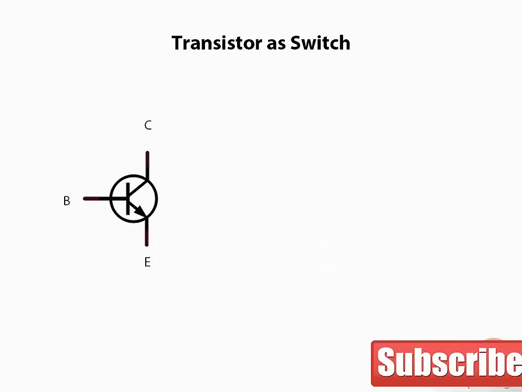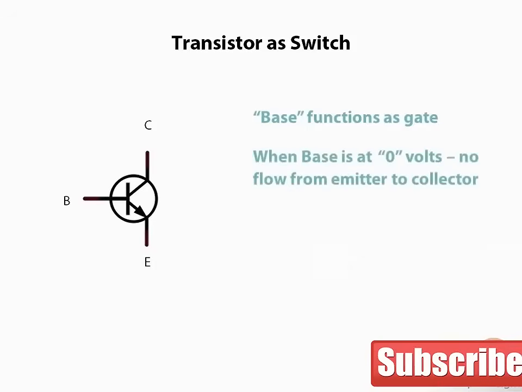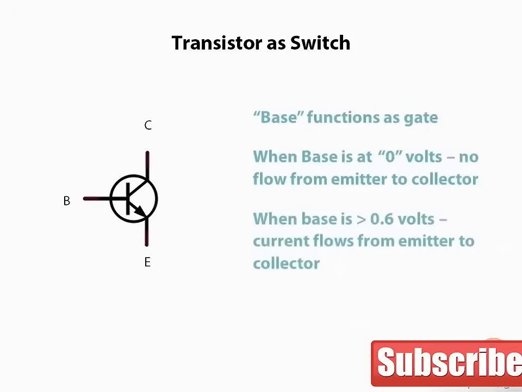In looking at the transistor as a switch, the base functions as a gate. If the base is at 0 volts, common with the emitter, the collector path blocks any current flow. If the base is at a value greater than 0.6 volts, which is the minimum forward voltage, and common with the collector, the emitter-collector path conducts. We see this in the following examples.